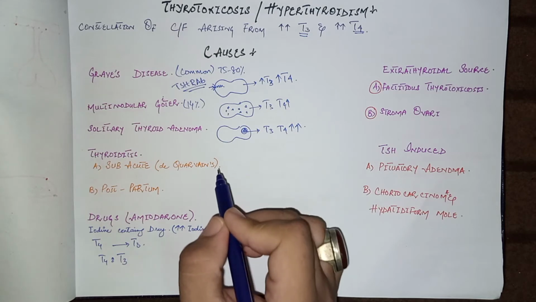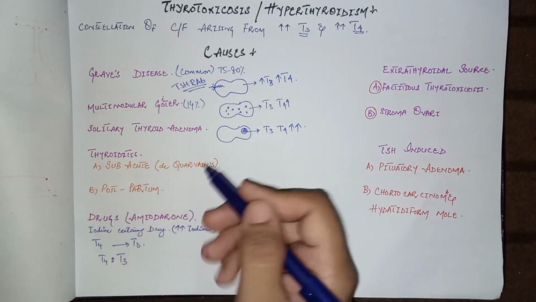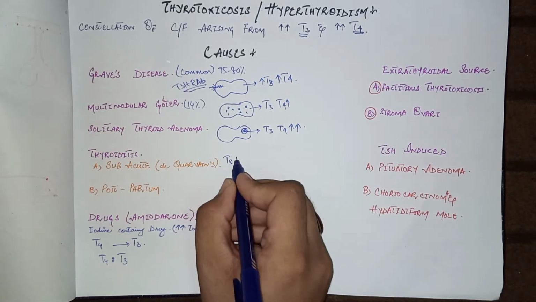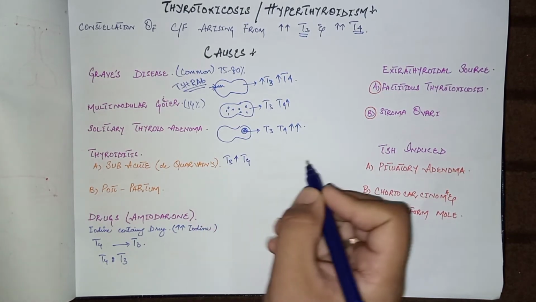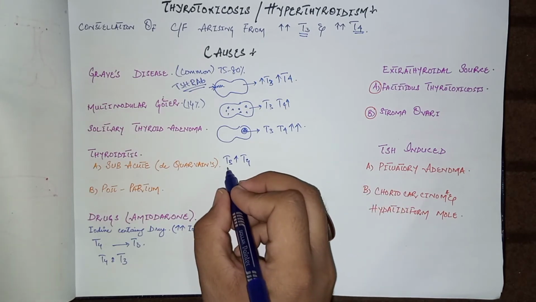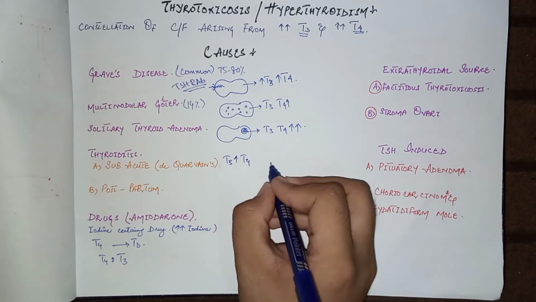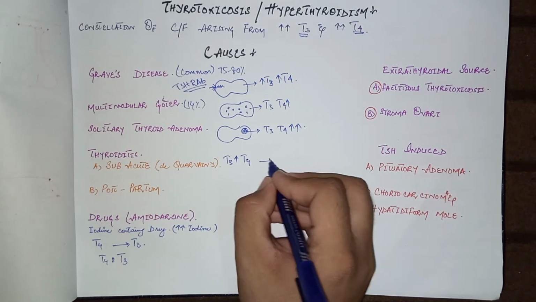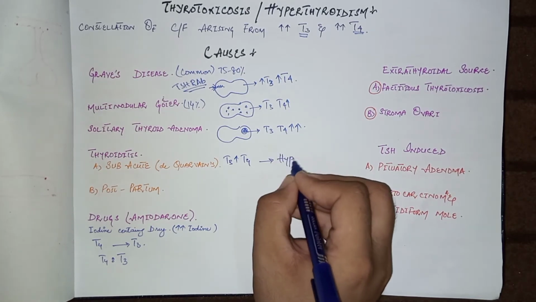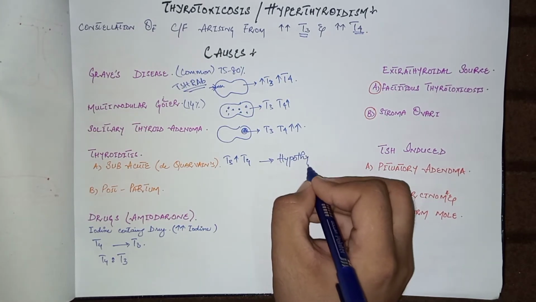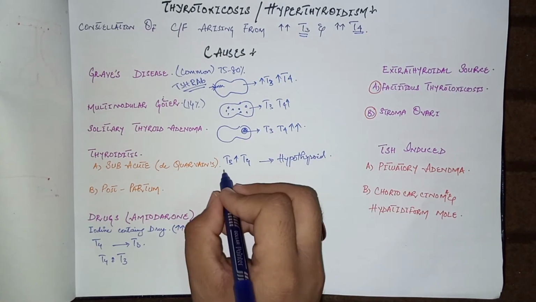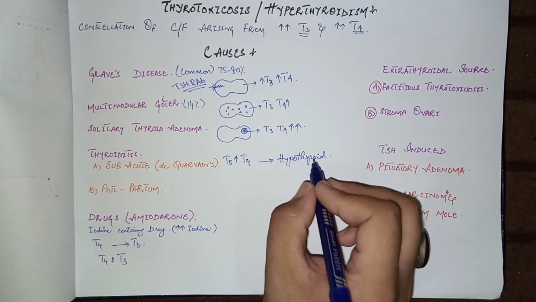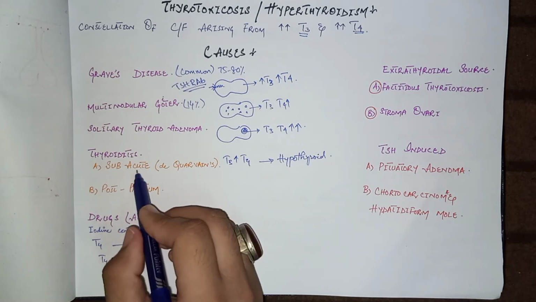These viruses inflame the thyroid gland. As a result, due to inflammation, there is overproduction of T3 and T4 initially. But after that, due to continuous overproduction in the initial phases, there is a depletion of colloid, a depletion of T3 and T4, which leads to hypothyroidism in the next phase. So initially hyperthyroidism, and after a few weeks, hypothyroid features develop in the patient.